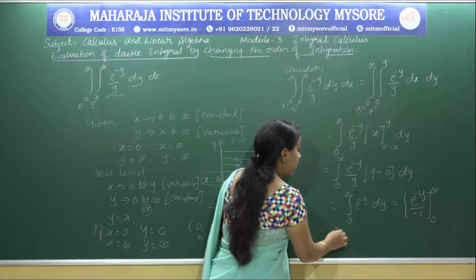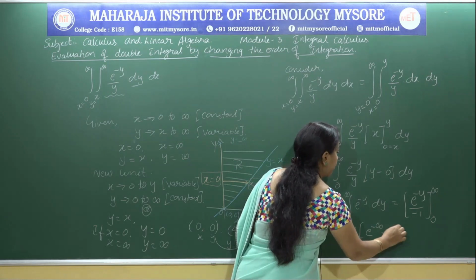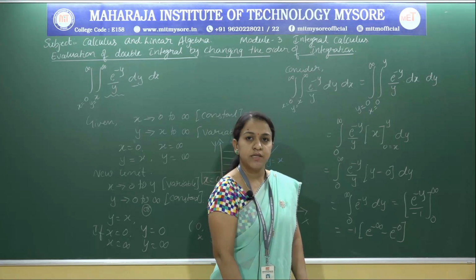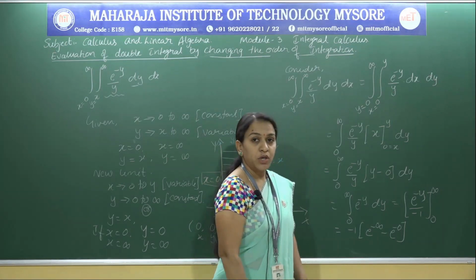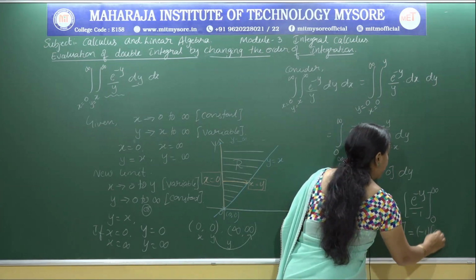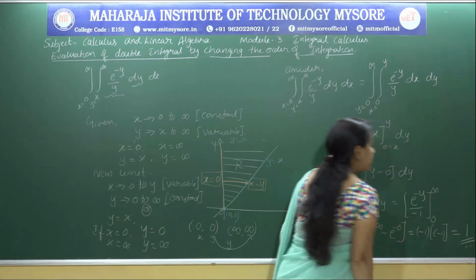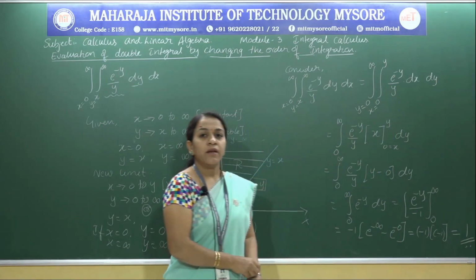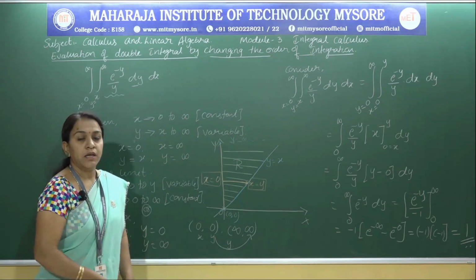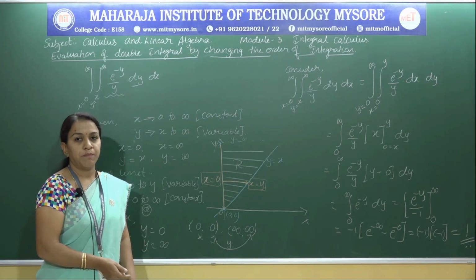Now, apply the limit, minus 1 common, e power minus infinity minus e power 0. We know that e power minus infinity is 0 and e power 0 is 1. So, we have minus 1 into minus 1. So, our answer is 1. So, we can evaluate the given double integral easily by changing the order of integration.